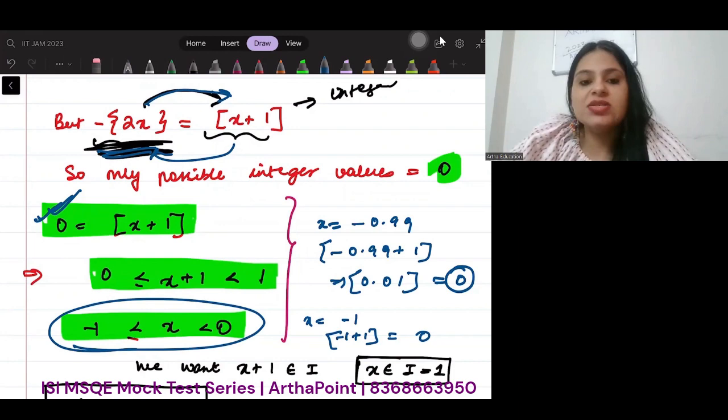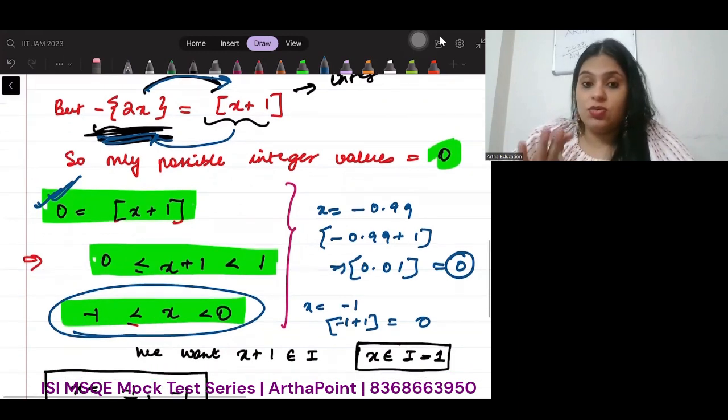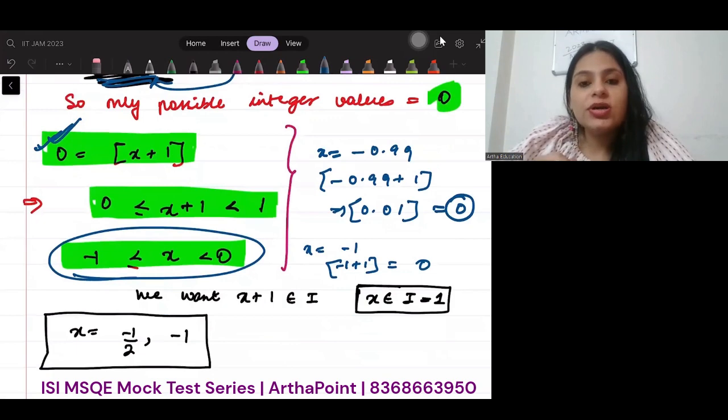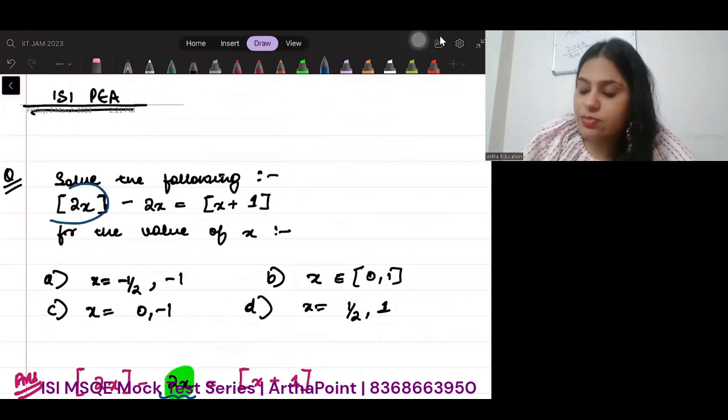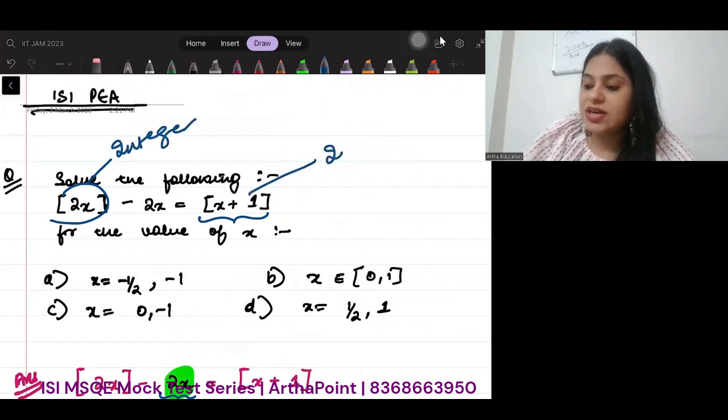So x lies between minus 1 and 0. Now, just one last thing is left. I want the greatest integer of x plus 1 to be an integer. This is what greatest integer means. If I want that, then I cannot take all values of x between minus 1 and 0, right? I can only take some values of x. Let us go back to the equation. This is an integer, and I'm getting the result as an integer.